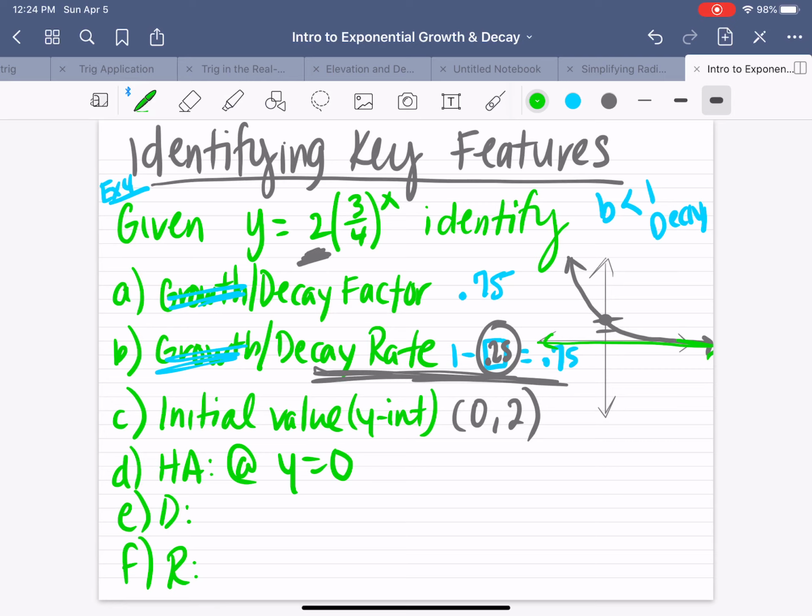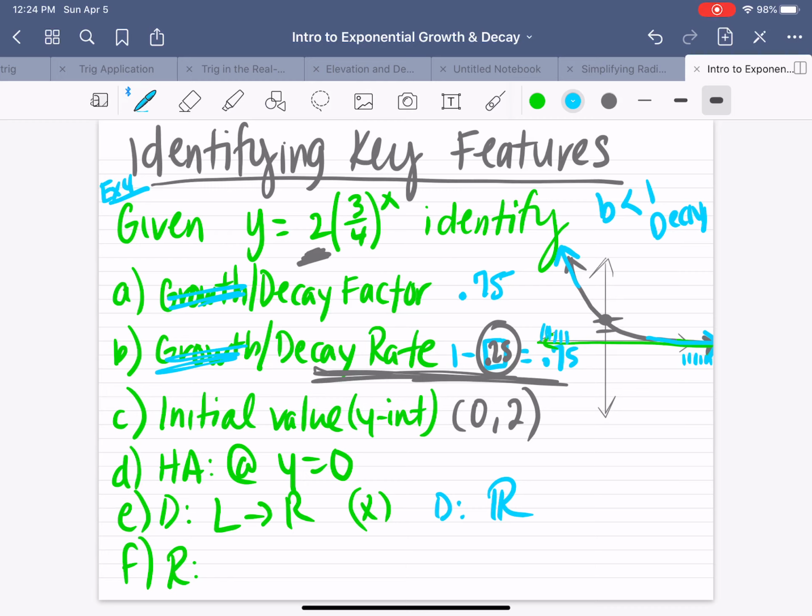Now, the last part is domain and range. So the domain is from left to right, looking at the x values. So let's look at the graph real quick. The graph goes this way to the left side, so it approaches negative infinity. As it goes to the right, it approaches positive infinity. So the domain is all real numbers.